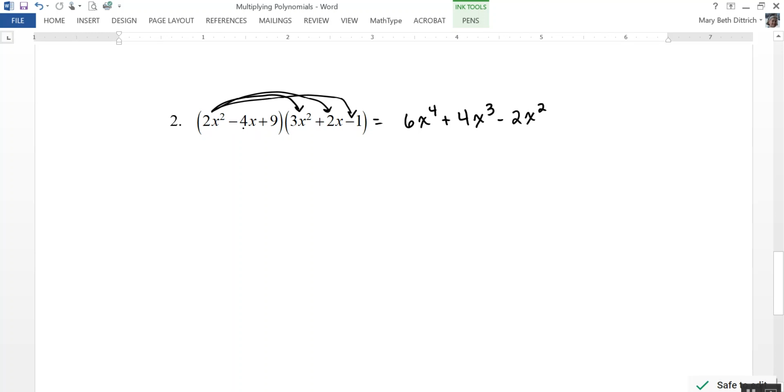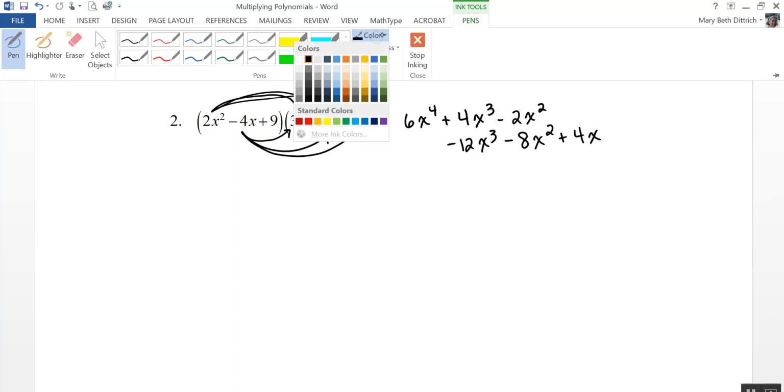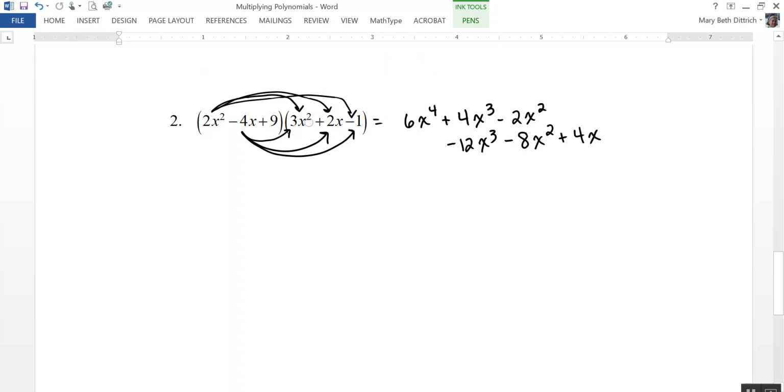Okay, now let's go to our second term. Negative 4x times 3x is going to give me a negative 12x to the third. Negative 4x times 2x is going to give me a negative 8x squared. And negative 4x times negative 1 is going to give me a positive 4x. I've kind of run out of room here, so I'm going to change color briefly so it stands out a little bit. Okay, now I need to do the 9 times each one of these.